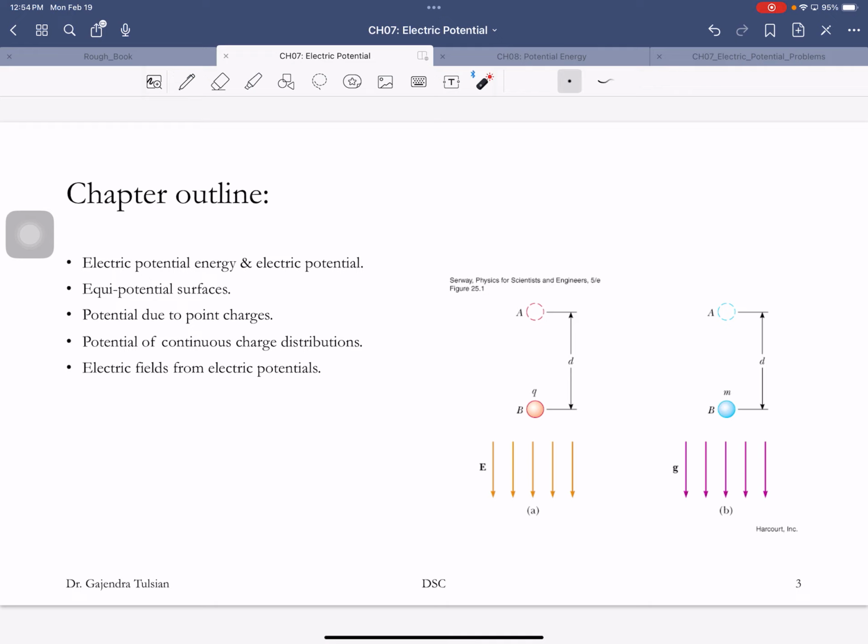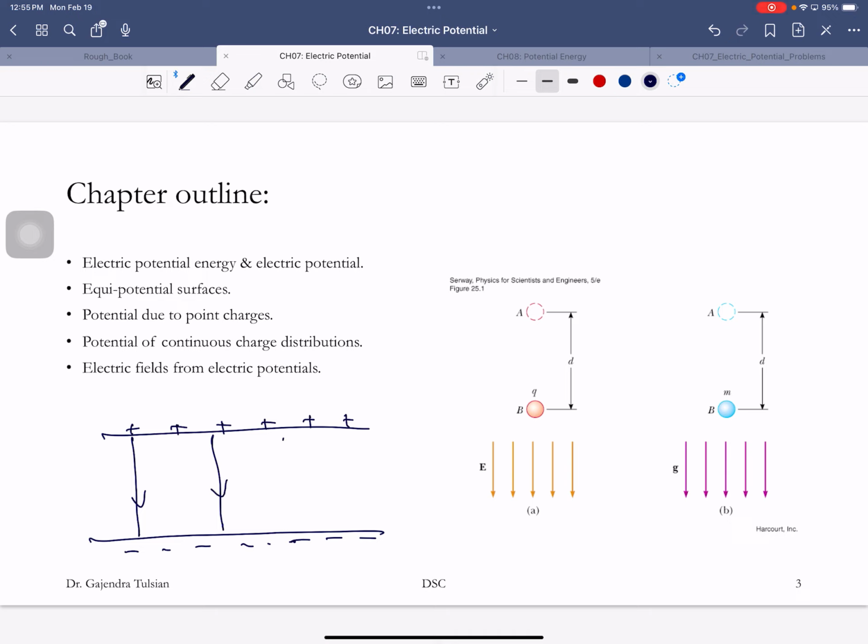Now let's talk about why we have to define electric potential. Here's an electric field, produced by a bunch of charges somewhere. To produce an electric field like this, you will need something like this: a parallel plate capacitor that we'll talk about in the next chapter. Let's say you smear the ceiling evenly with positive charge and you smear the floor evenly with negative charge. You will have a uniform electric field like that.